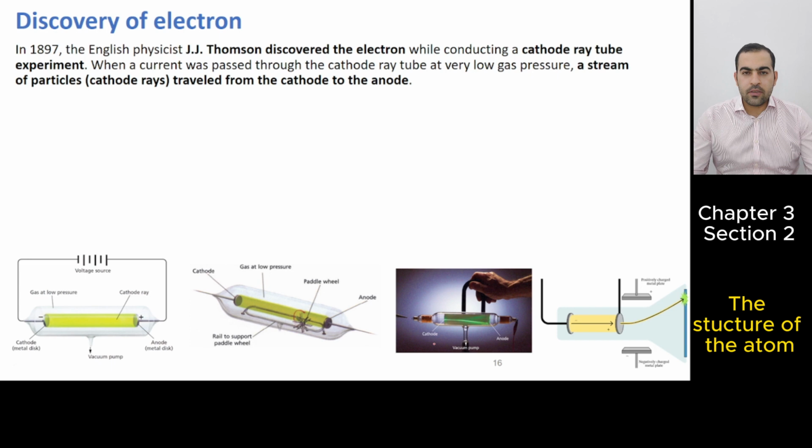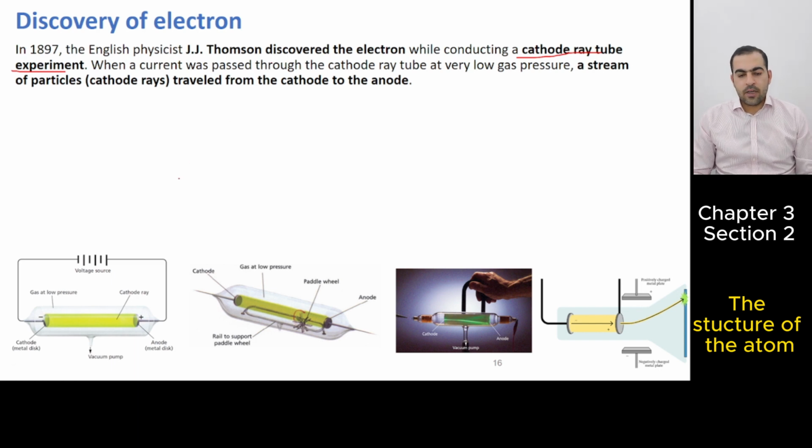Okay. Let's talk about the discovery of the electron. Who discovered the electron? By which experiment? And we're going to explain his experiment. J.J. Thomson discovered the electron while conducting what? The cathode ray tube experiment.